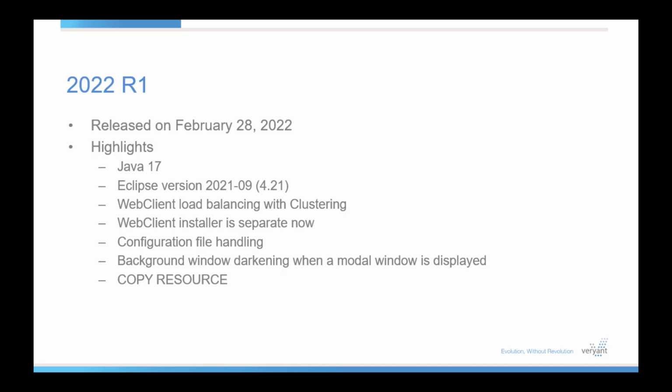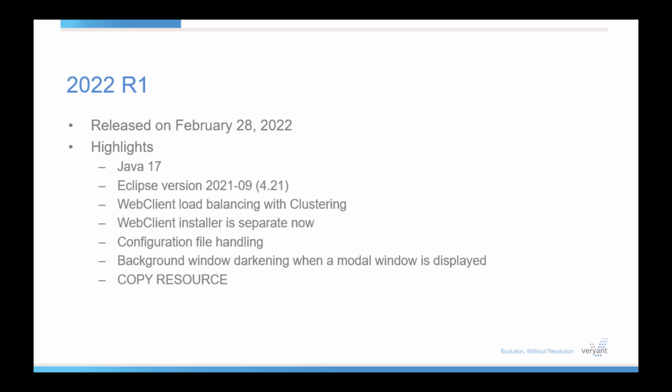Hello. This video is about the new version 2022R1. It was released on February 28th, and I'm going to go over the new features and changes that were introduced in this version. Now, some of the highlights are that isCOBOL is now certified with Java 17.